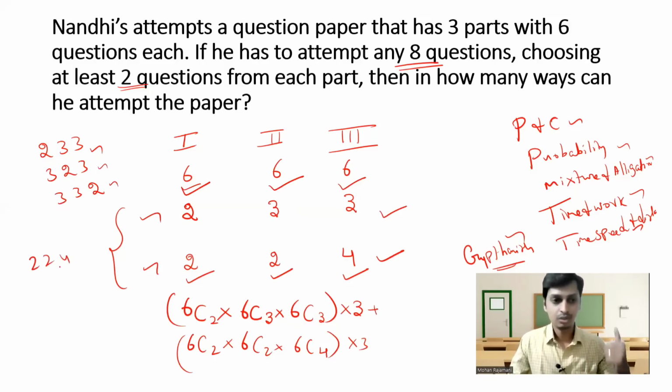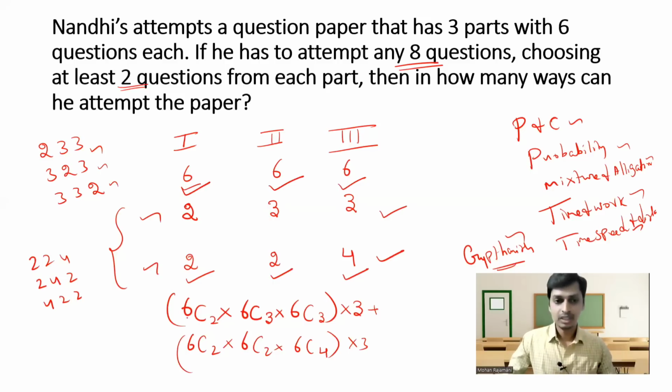From section 1, it is 2. From section 2, it is 2. From section 3, it is 4. Or it can be 2, 4, 2. Or it can be 4, 2, 2. You can select 4 questions from section 1, 2 questions from section 2, and 2 questions from section 3. So if you solve this, you will get the answer.